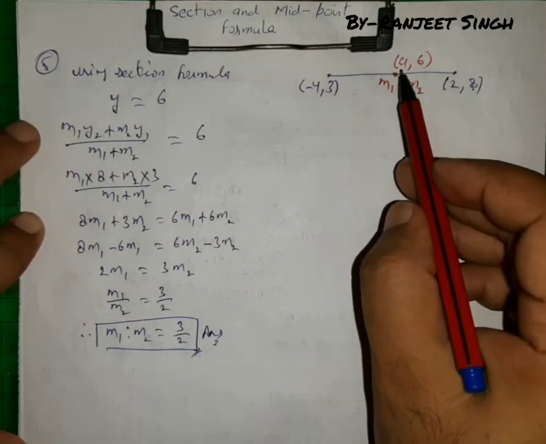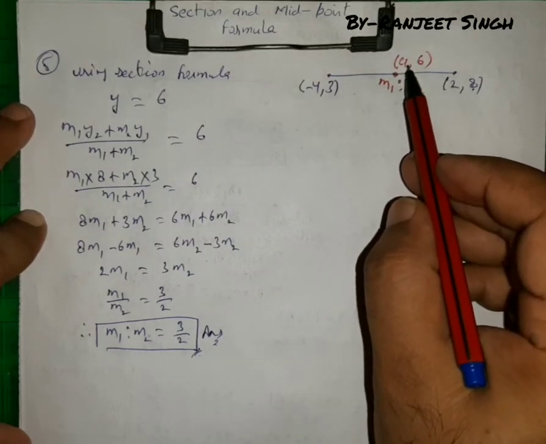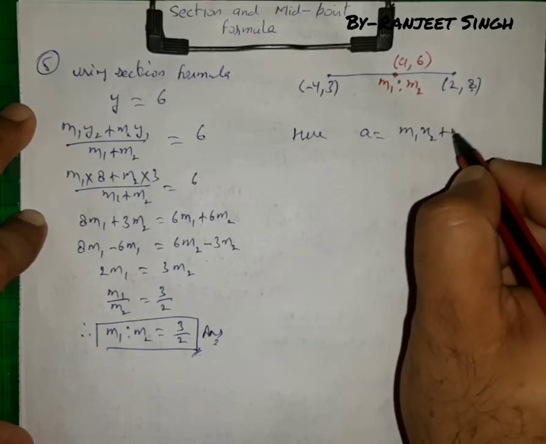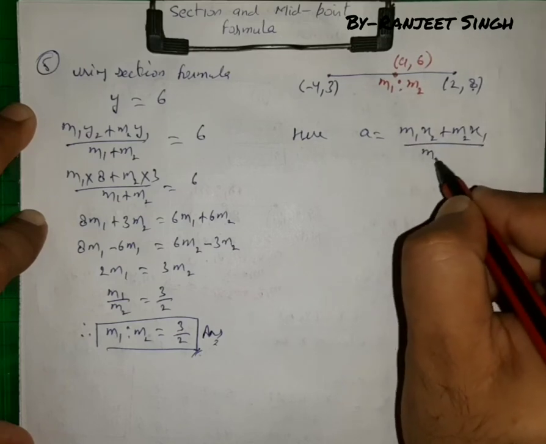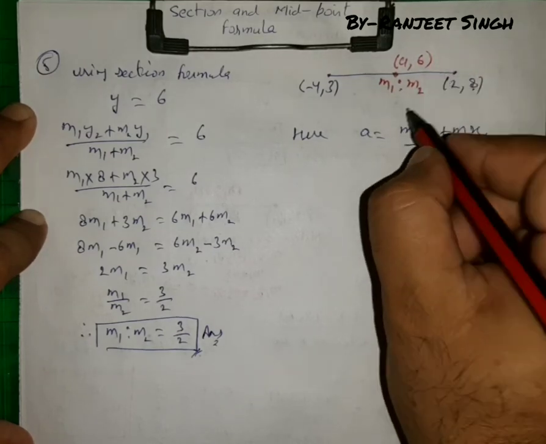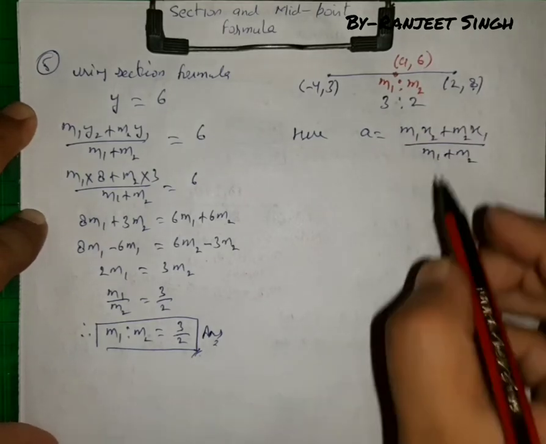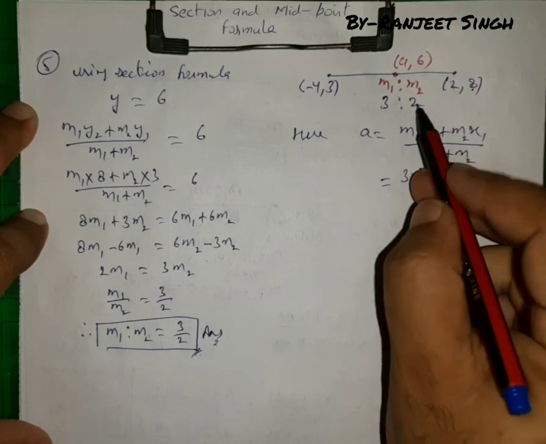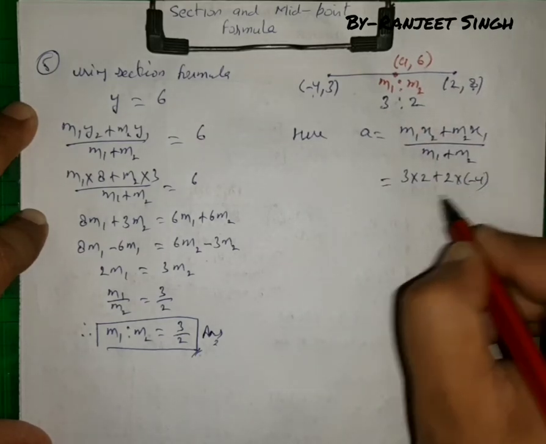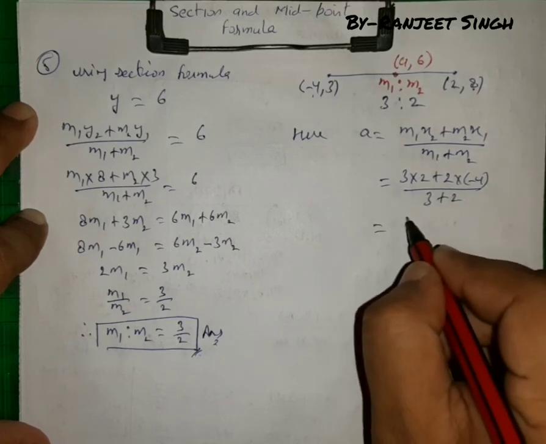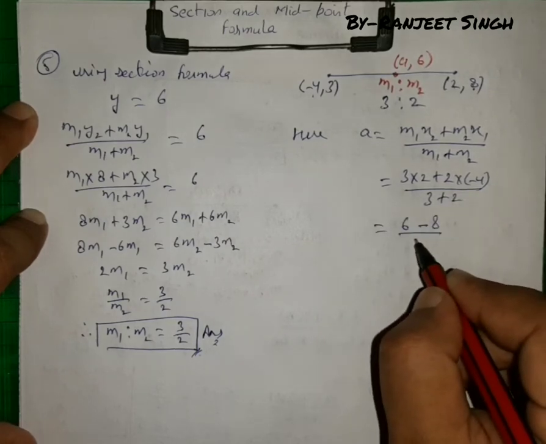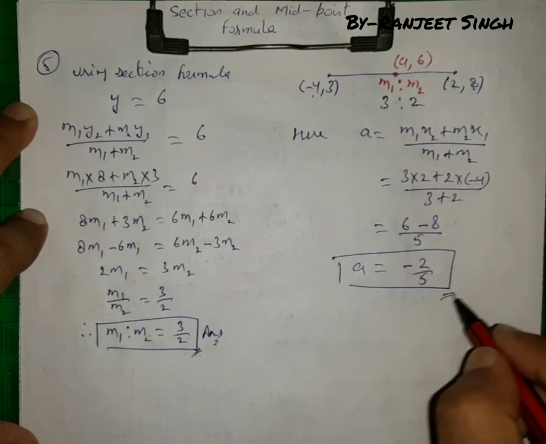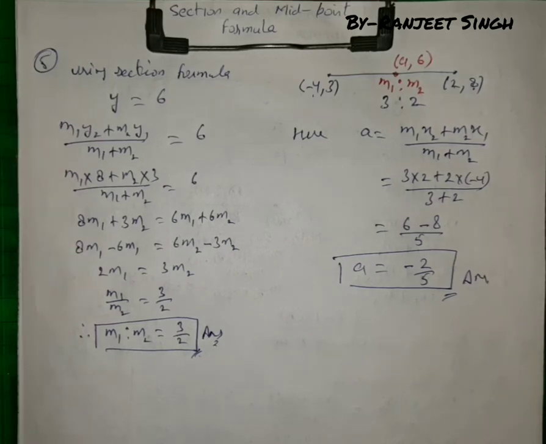So now once again using section formula, a is the x coordinate. So here a is equal to (m1 x2 + m2 x1) over (m1 + m2). We have already found the ratio, which is 3 is to 2. So a is equal to (3 multiplied by 2 + 2 multiplied by -4) over (3 + 2). So 6 minus 8 over 5, so it is equal to -2/5. And this is the answer for the next part.